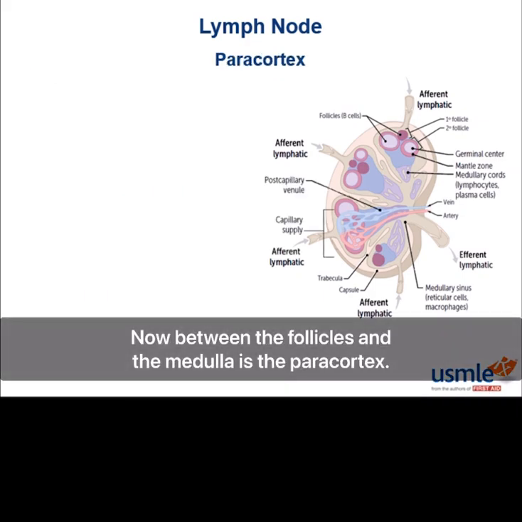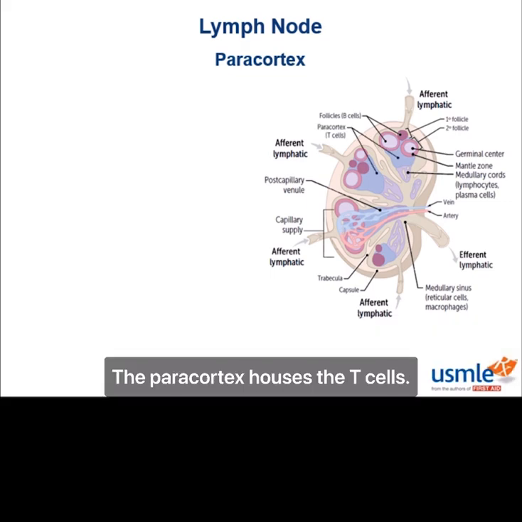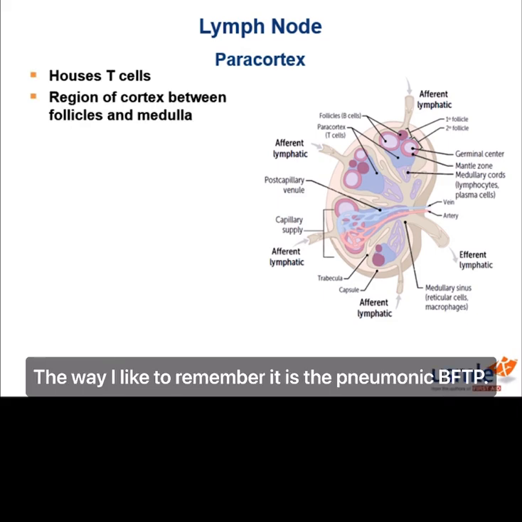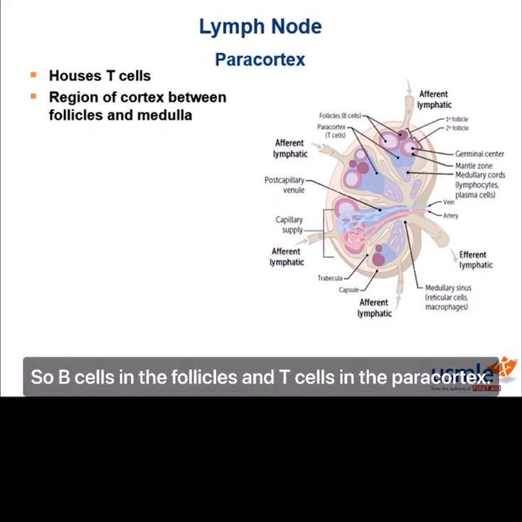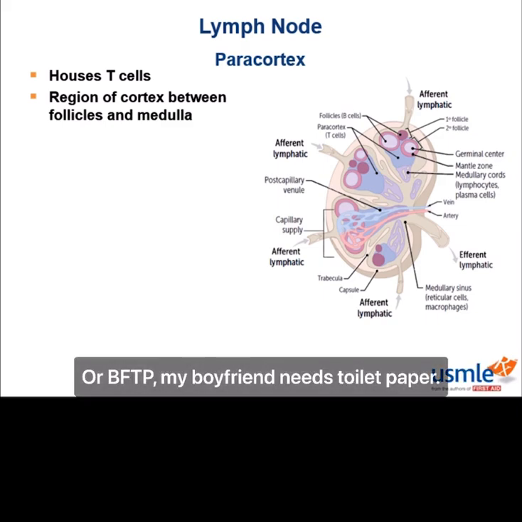Now, between the follicles and the medulla is the paracortex. The paracortex houses the T cells. The way I like to remember it is the mnemonic BFTP. So B cells in the follicles and T cells in the paracortex. Or BFTP, my boyfriend needs toilet paper.